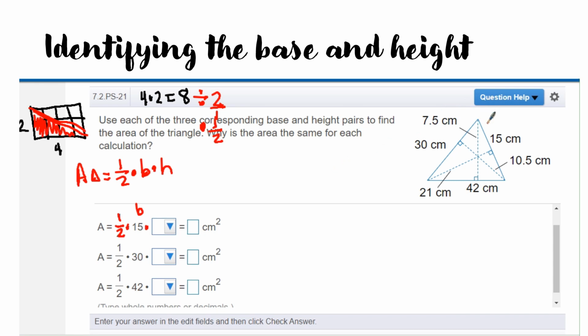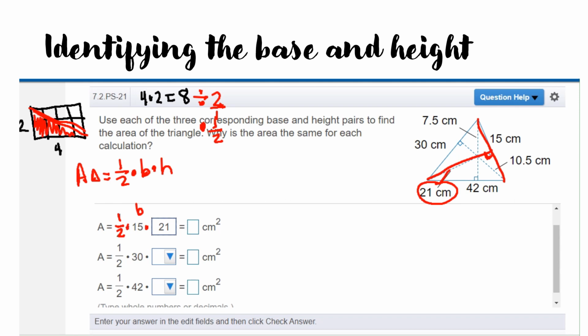So if you come over here to your triangle, this length right here is 15. You identify your base and your height by the right angle. So the right angle that's connected with 15 is right here. So the height that's corresponding with 15 is going to be this length, and that length is 21 centimeters. So I'm going to choose 21 centimeters. So when the base is 15, the corresponding height is 21.